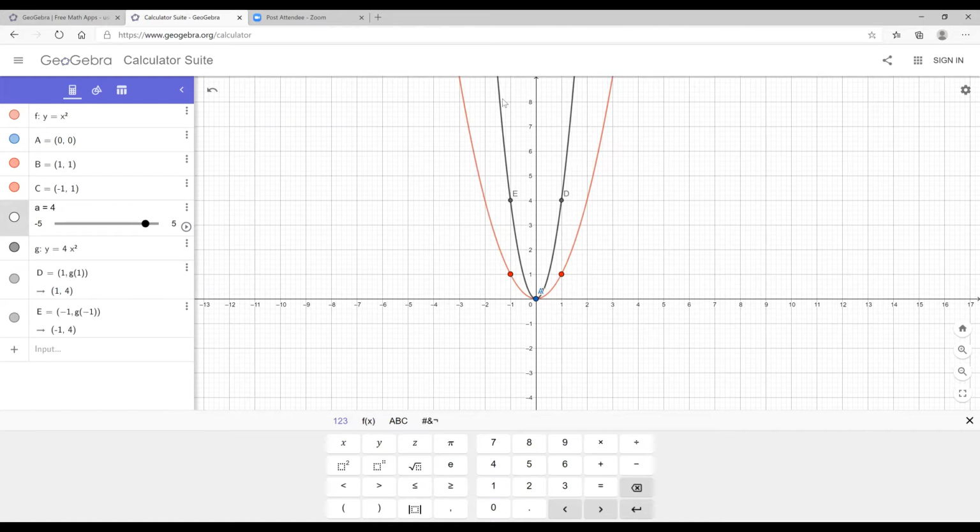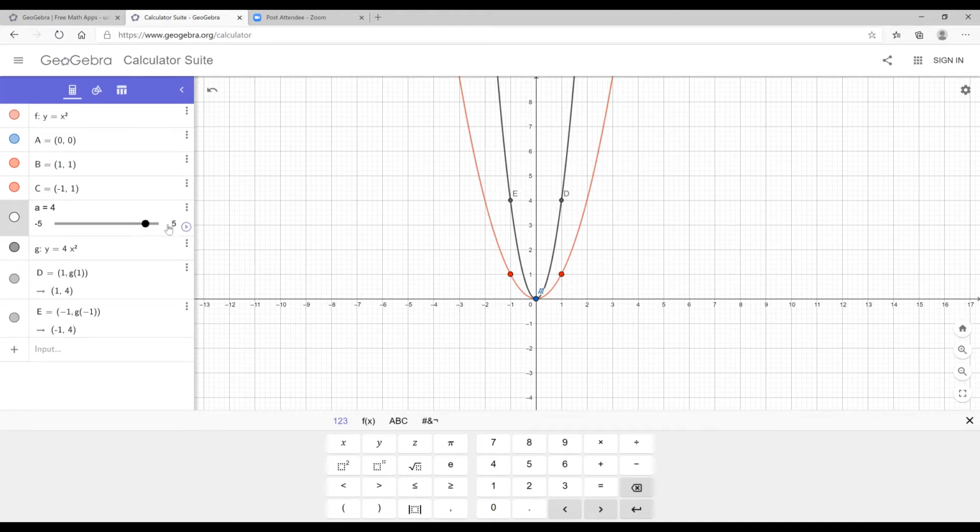Is the graph getting narrower or not? Well, E and D are these 2 points, the red points, but with the scaling factor of 4. And so what happens is, as we change the scaling factor, E and D don't change their x-coordinate, they just change their y-coordinate. And if the scaling factor is 4, that means the height they are above the x-axis is 4 times what it was from the basic red y equals x squared graph.